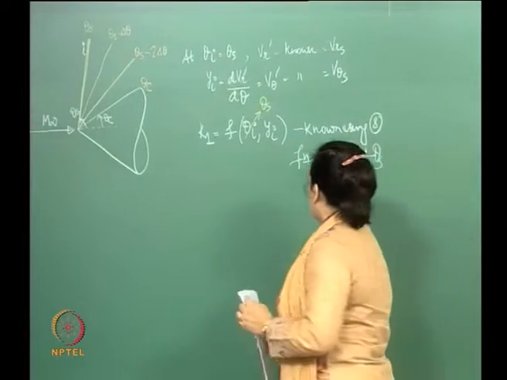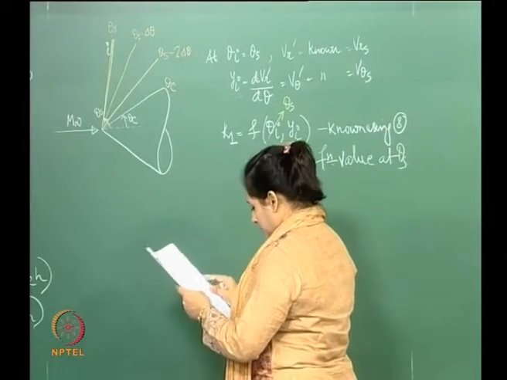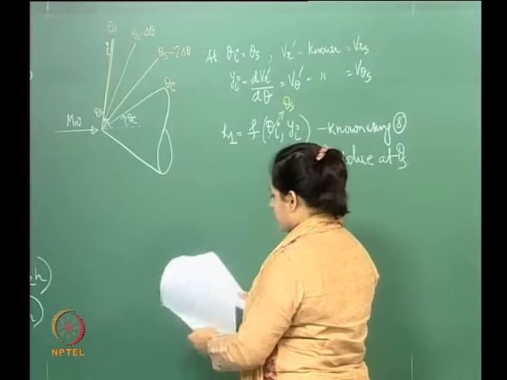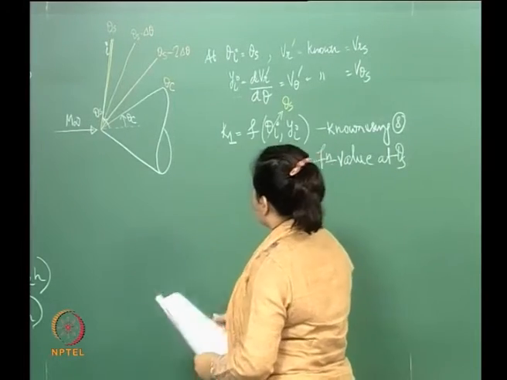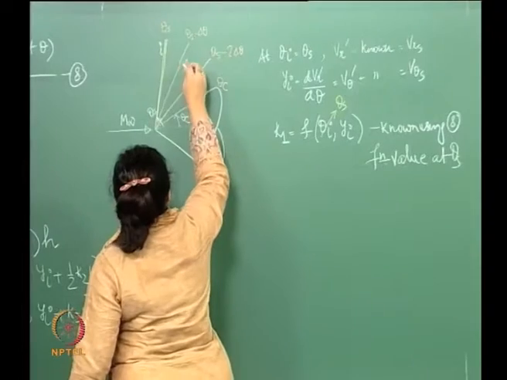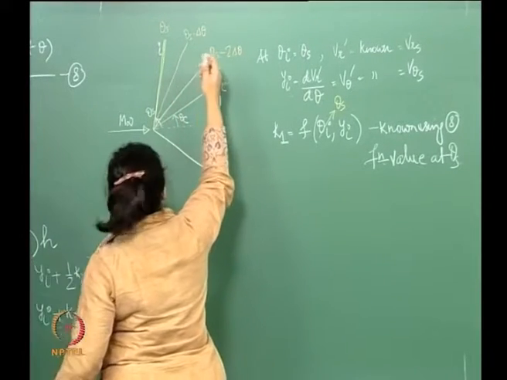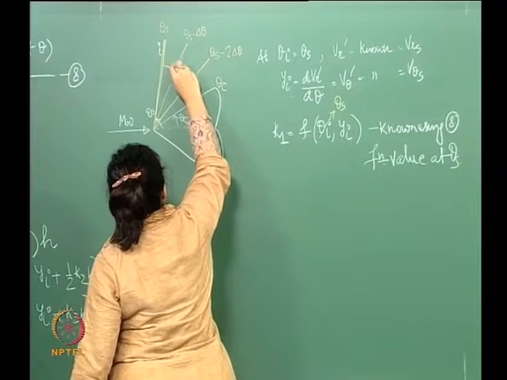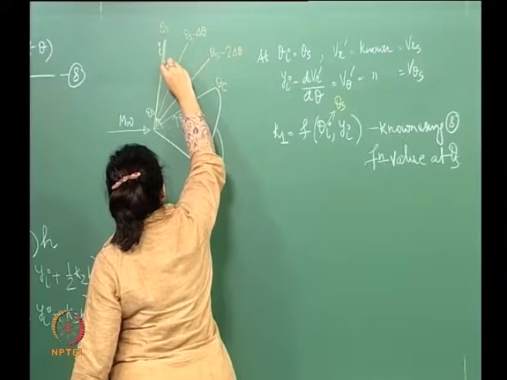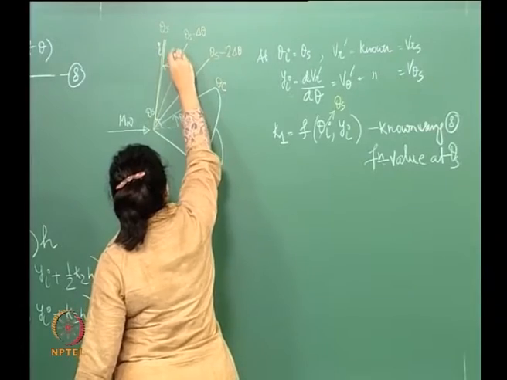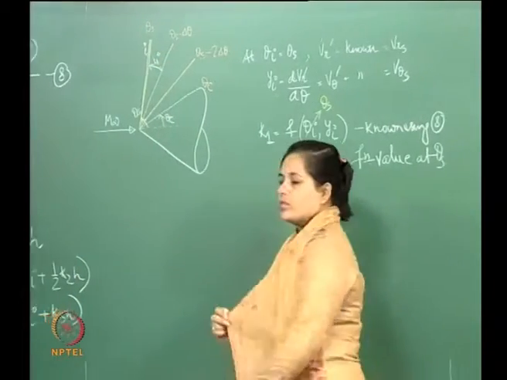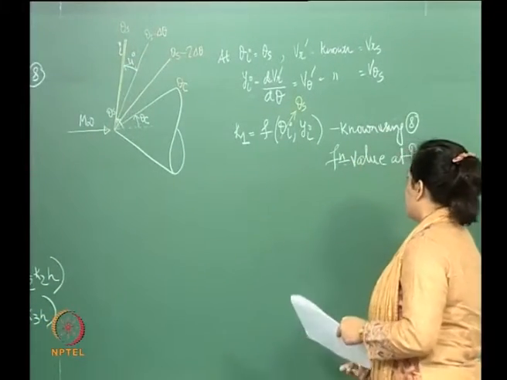Okay. So if I do that, now let us go ahead. Let us say in this particular case, let this delta theta be 4 degrees. This is just for our calculation purposes. So let that be 4 degrees.